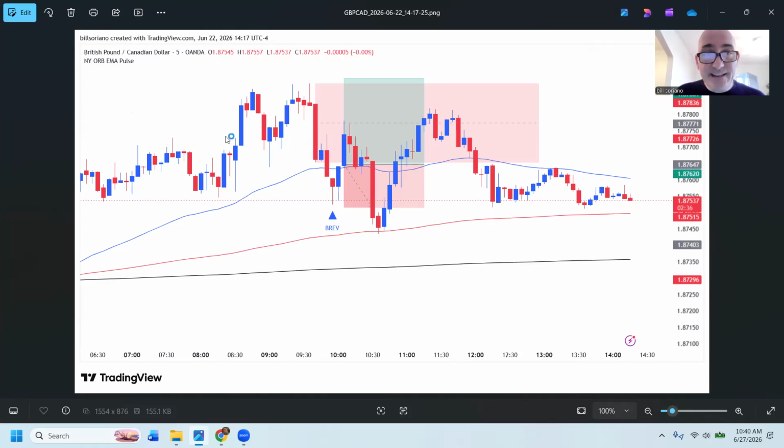This is GBPCAD. This is a loss here. We get our alert going off. We get our reversal confirmation. We get in the trade. It starts to move in our favor, then right down through our invalidation zone.